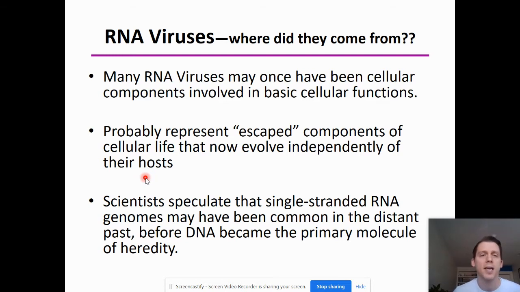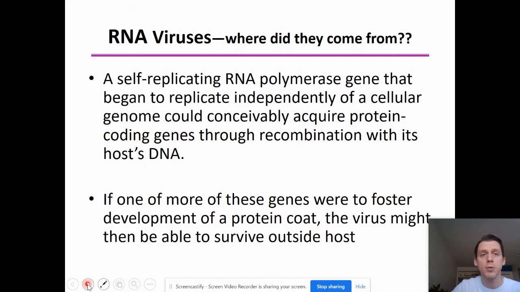entity. Scientists speculate that single-stranded RNA genomes may have been common in the distant past before DNA became the primary heredity molecule. So we know that RNA is older, so it could be that RNA genomes and viruses come from that time when RNA was the main genetic material. A self-replicating RNA polymerase gene that began to replicate independently of the cellular genome could conceivably acquire protein coding genes through recombination with its host DNA.